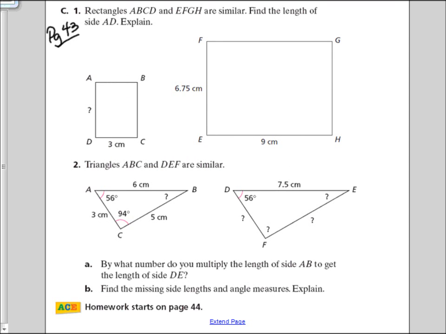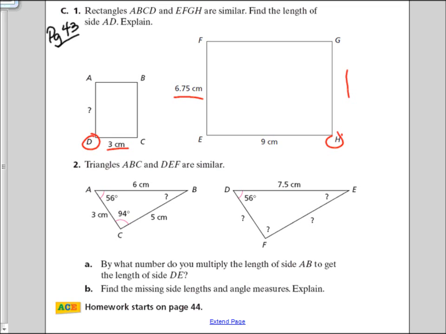Now, let's look at this. Rectangles A, B, C, D, E, F, G, H are similar. ABCD is standing straight up, and EFGH is turned. So looking at corresponding angles, D matches up with H. A matches up with E, so that one's just slightly turned. So 3 centimeters matches up with this right here, or 6.75.